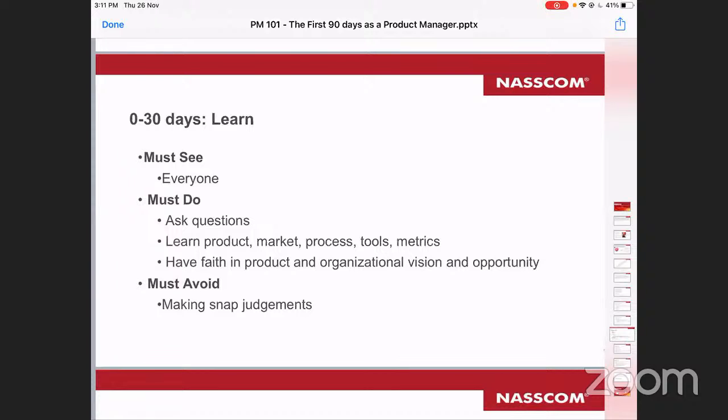Third, I think this is probably the most important and a big learning for me as well, is have faith in the product and the organizational vision and opportunity. Do not go in with cynicism when you're entering into it. Have faith, because there is a reason, there's a history, there has been a lot of effort and work that would have gone into what that product has been built on. Once you go in with that open mind, you will get a lot more information, you'll be receptive. So for me, I think that's the first 30 days.